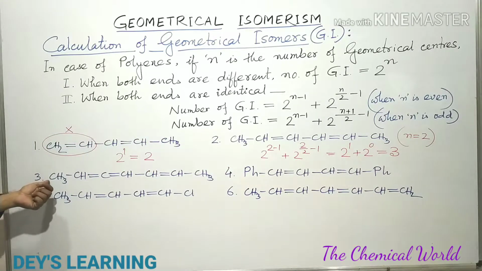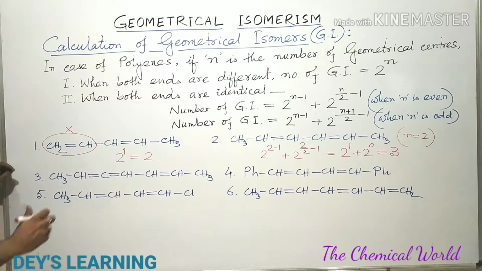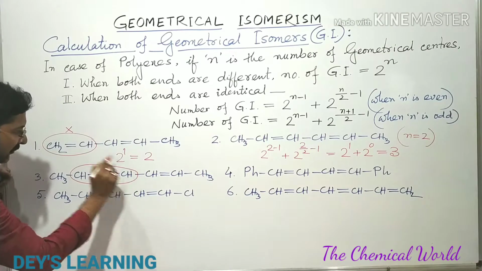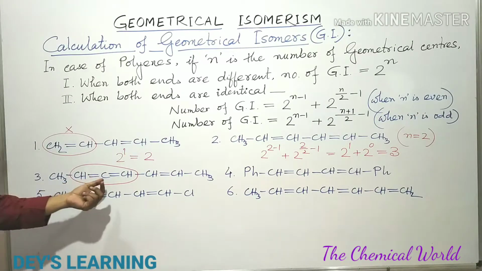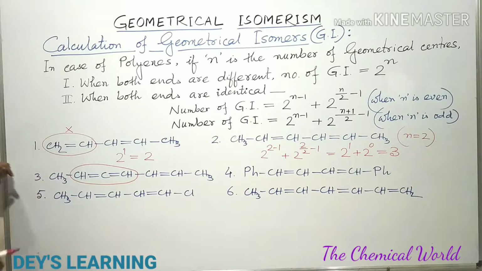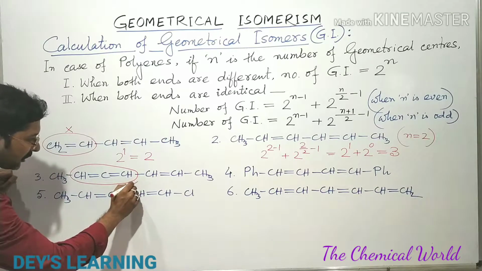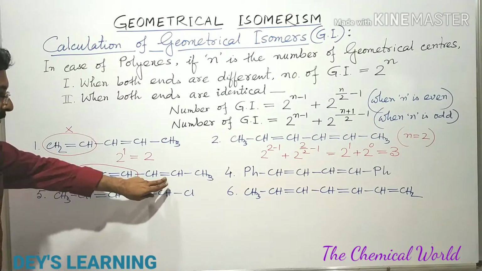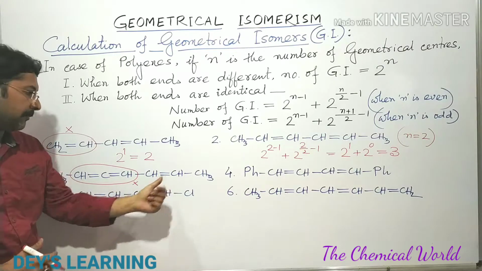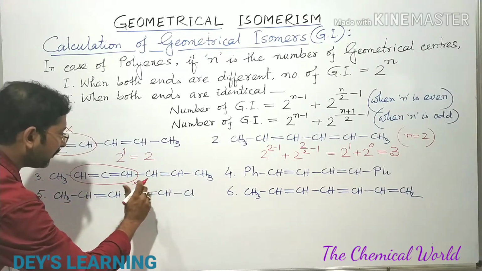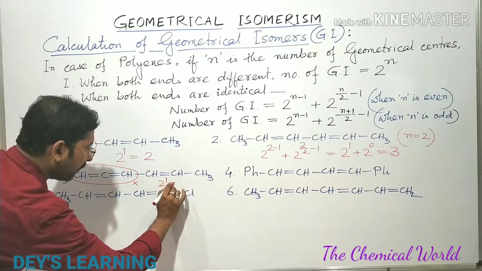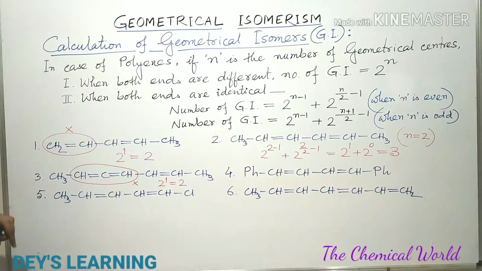In case of compound 3, this center is not a geometrical center. This is an allene system. We have learned that allenes containing odd number of double bonds will show geometrical isomerism. So this is not a geometrical center. Only geometrical isomerism will be shown around this carbon-carbon double bond only. So there is one geometrical center, two ends are different, definitely. So 2 to the power 1 equal to 2 isomers are possible for compound 3.